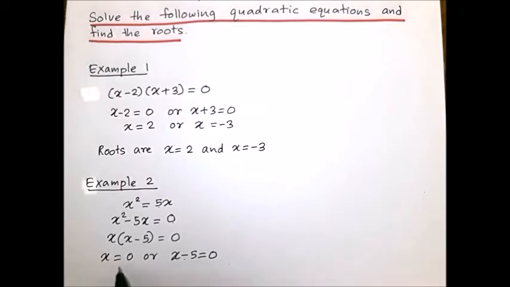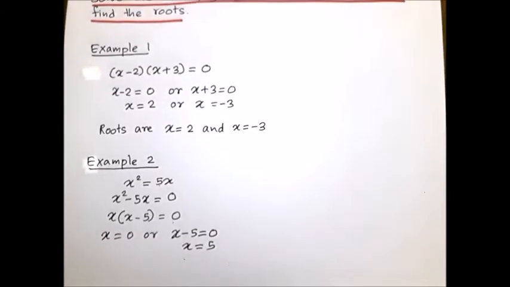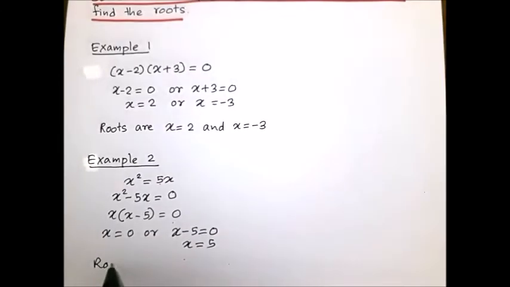Here one value obtained is x equals 0. Then obtain the value of x here. Take minus 5 to the right side. It becomes plus 5. So these are the roots of this equation. Roots are x equals 0 and x equals plus 5.